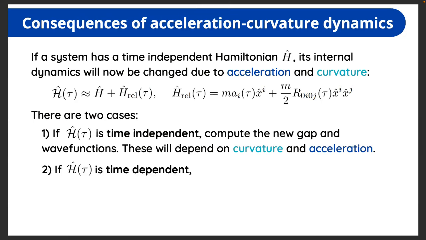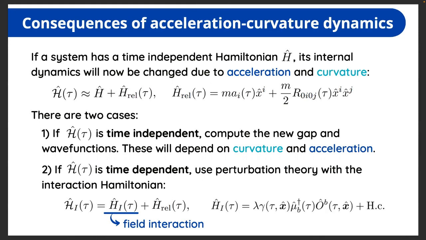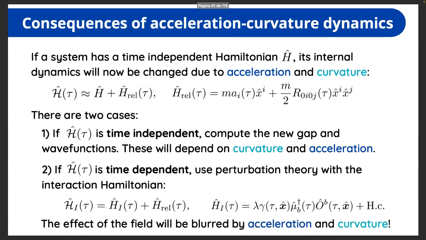But in the other case, where h of tau is time dependent, where these two really depend on the proper time of the trajectory, and you can't simply diagonalize this h of tau, what's going to happen is you're going to have to use perturbation theory with both the interaction with the quantum field and the relativistic corrections. So if you do this, now essentially acceleration and curvature might blur how much you're going to be able to probe regarding the quantum field.